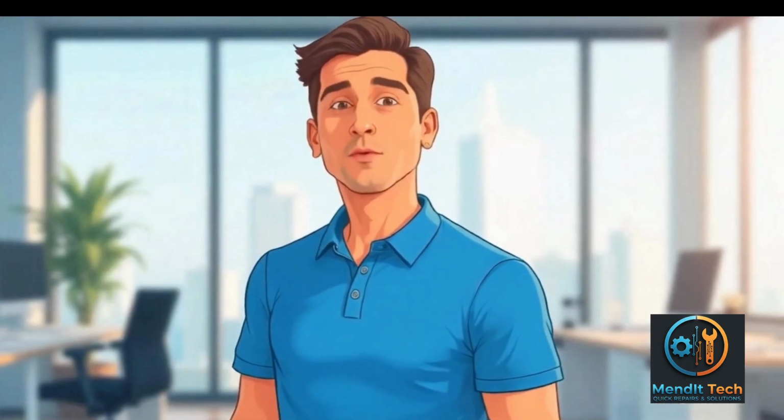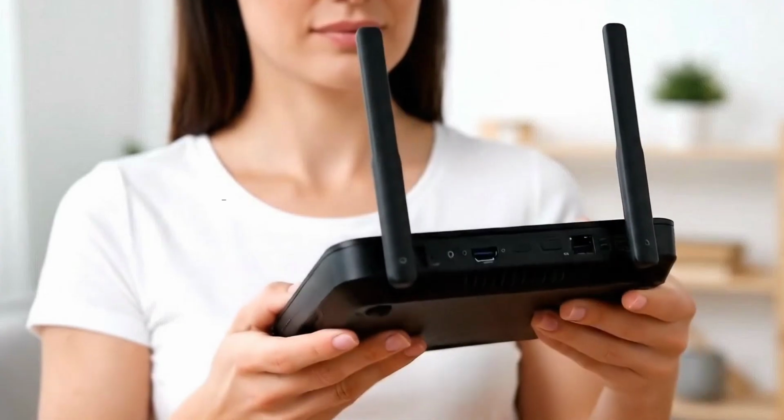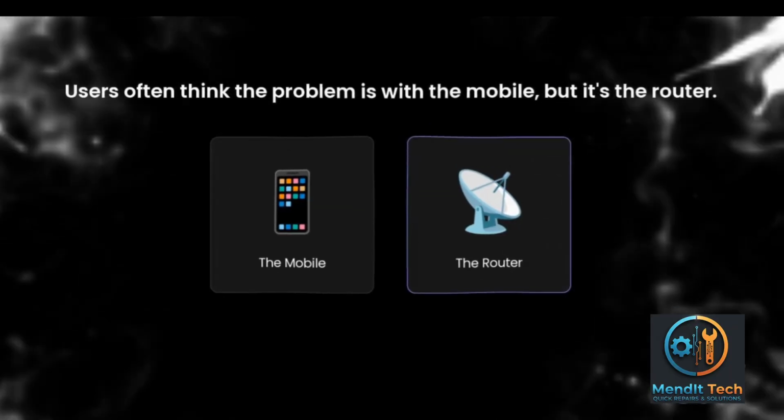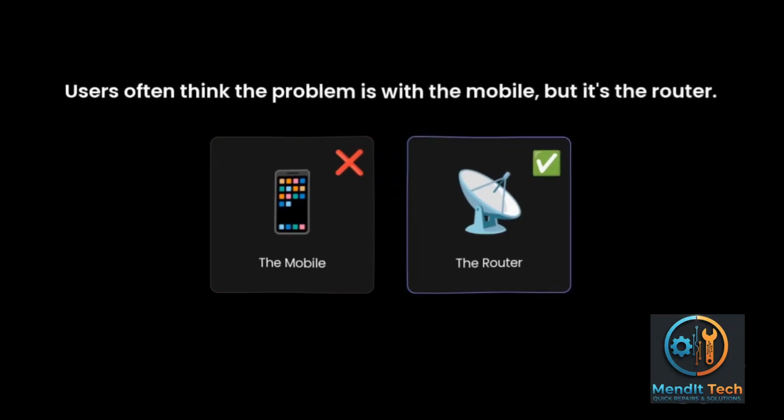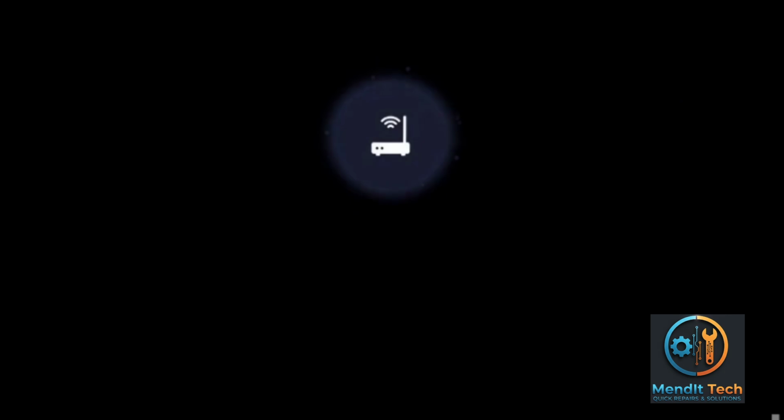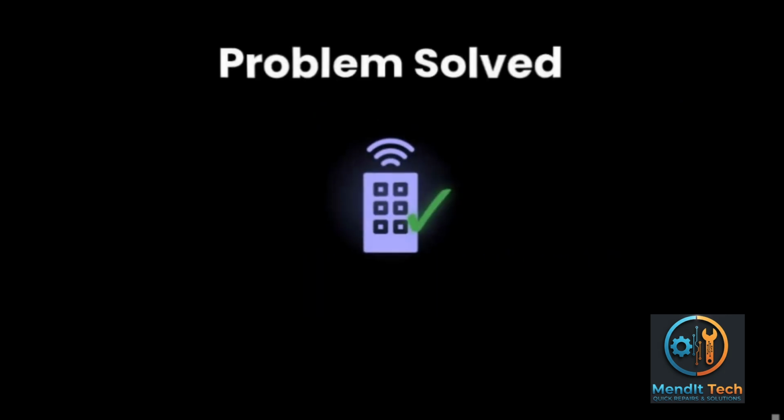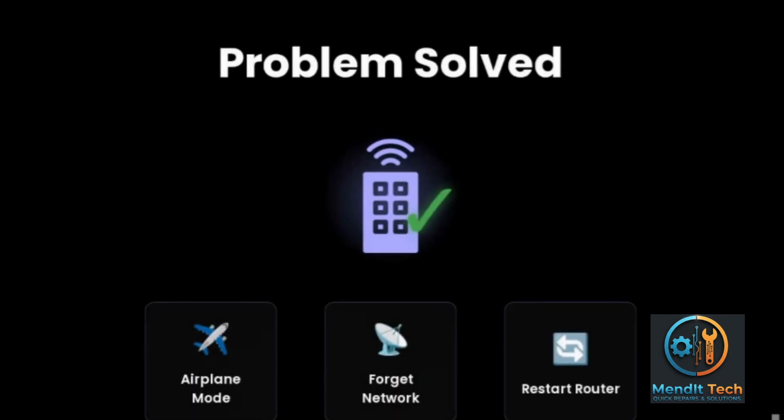Third method, if the problem is not resolved, restart the router. Users often think the problem is with the mobile, but it's the router. Restarting clears the router's cache. After performing these steps, the problem should be solved.